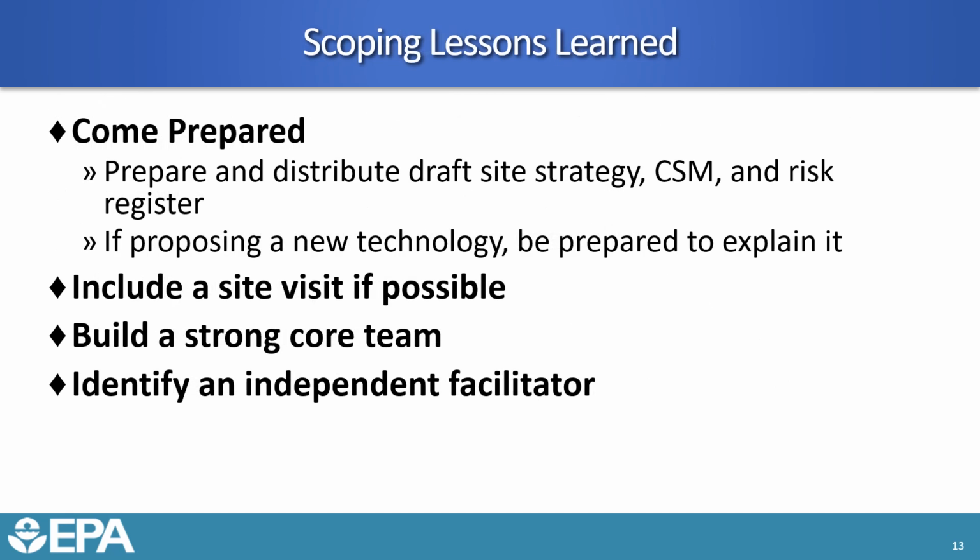So some of the lessons learned that we've observed through the scoping process is, first of all, come prepared and make sure that the other team members are also prepared for the discussion. What helps teams is to distribute the current draft of the site strategy, conceptual site model, and the risk register. And if there's a proposal to use a new technology, be prepared to explain it to other folks who don't have as much knowledge of the technology and how it would get implemented through the process.